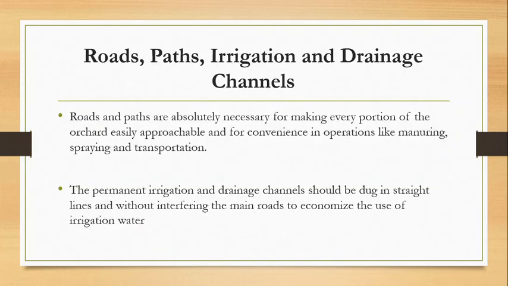Now about the roads, paths, irrigation and drainage channels. Roads and paths are absolutely necessary for making every portion of the orchard easily approachable and for convenience in operations like manuring, spraying and transportation. The roads should be clean, pakka or kacha, and they can be interlinked and intercrossed with each other so that all the operations can be done easily and conveniently. The permanent irrigation and drainage channels should also be dug in a straight line and without interfering with the main roads, to economize the use of irrigation water.